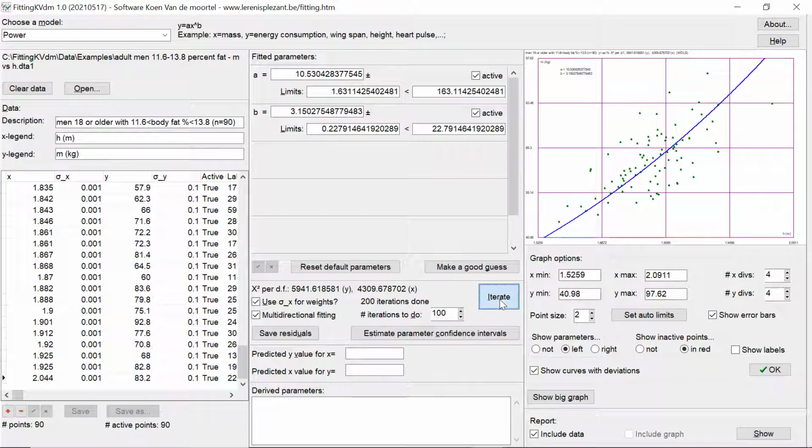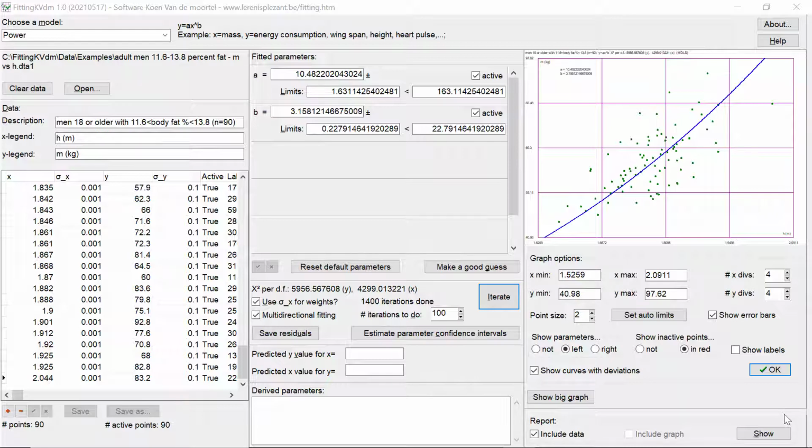Oops, oops, oops. Aha. What do we see? The exponent becomes 3.15. Now, the exponent is not exactly 3, of course, with these data, but it's a lot closer to the 3 we expect from scaling laws.